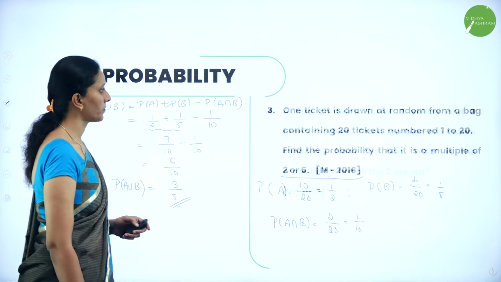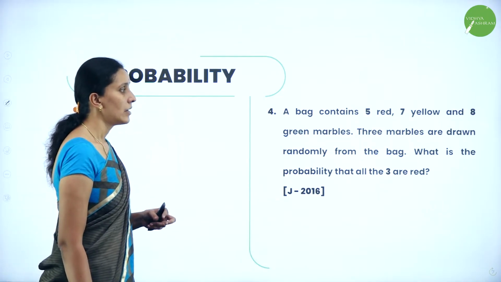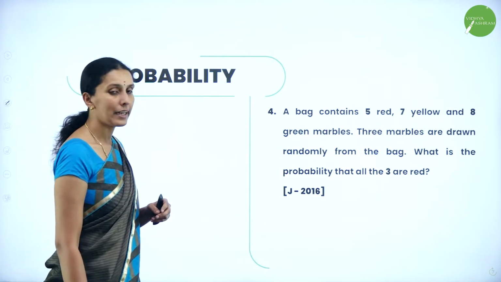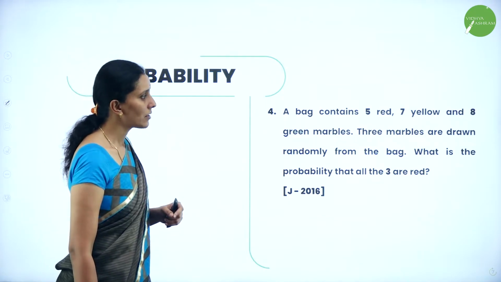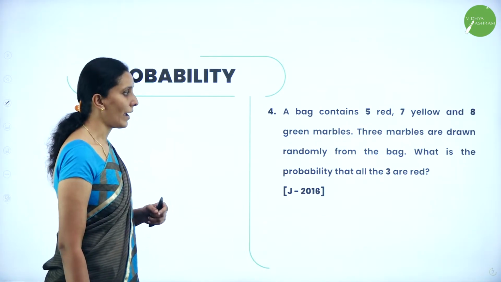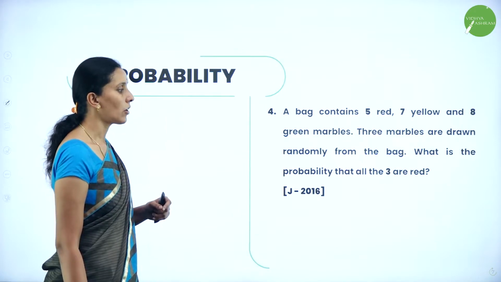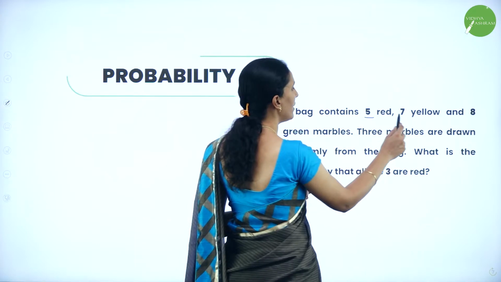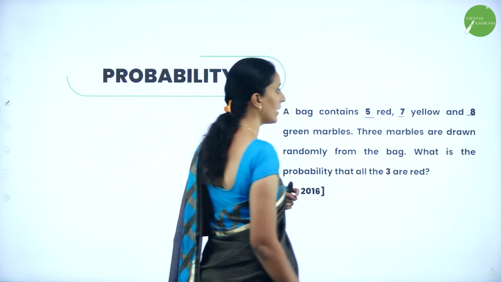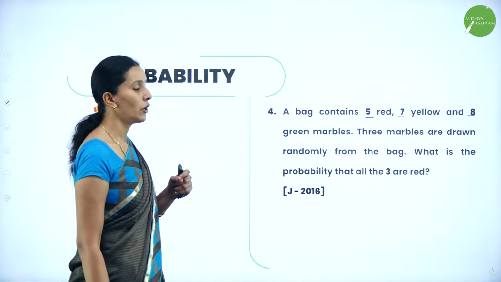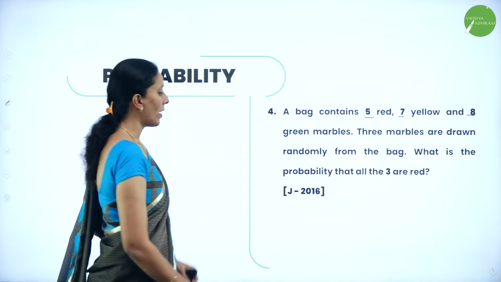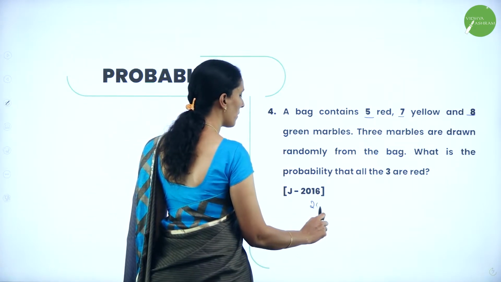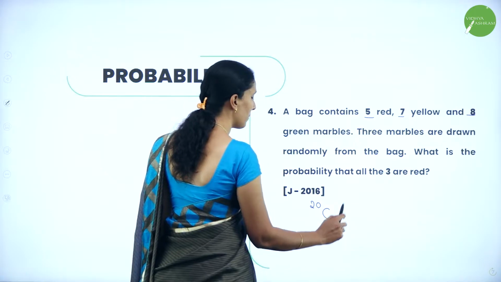Next question. A bag contained 5 red, 7 yellow and 8 green marbles. 3 marbles are drawn randomly from the bag. What is the probability that all the 3 are red? So here in a bag we have 5 red, 7 yellow and 8 green marbles. So in total we have 20 marbles.